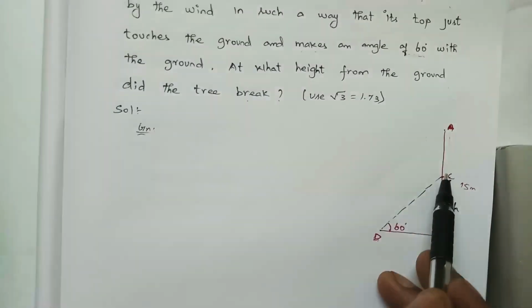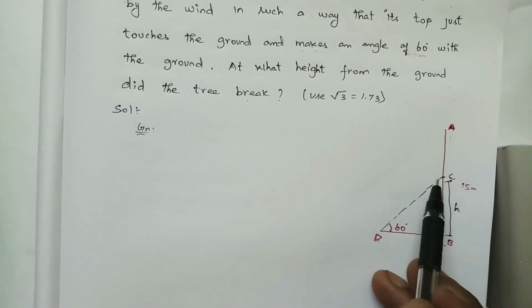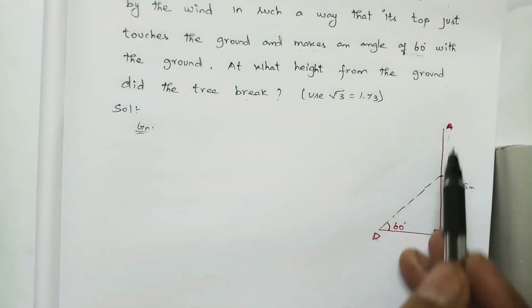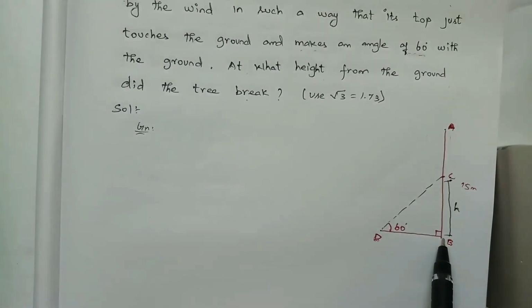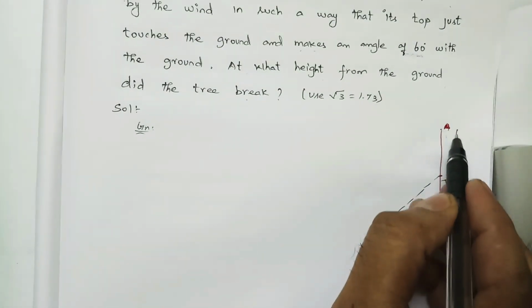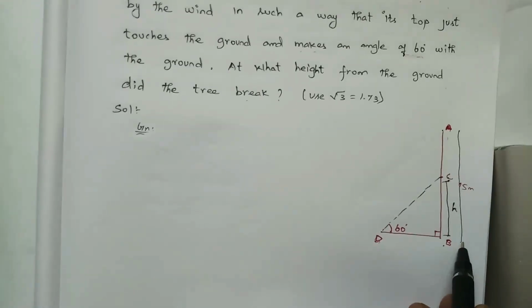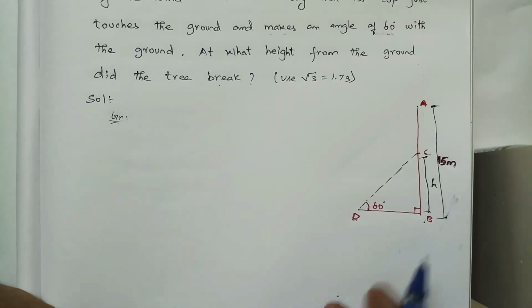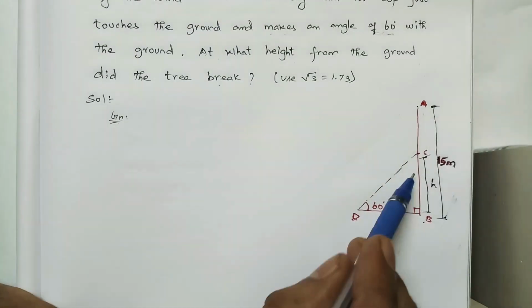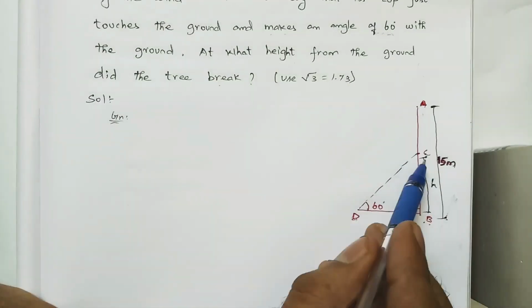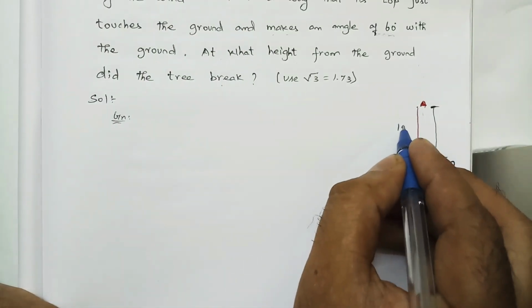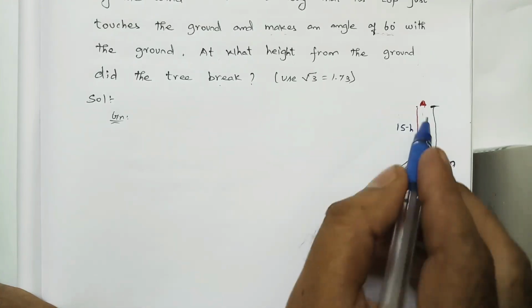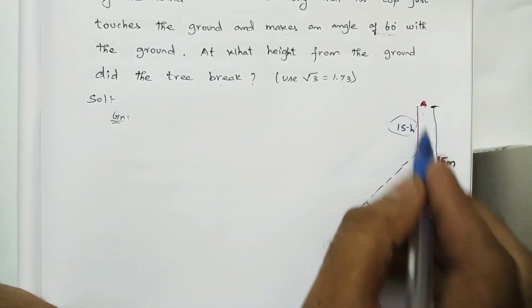We know the height of AC? We don't know, but we can find it. How can we find it? We know that AB is equal to 15 meter, BC equal to H, then AC is nothing but 15 minus H, right?